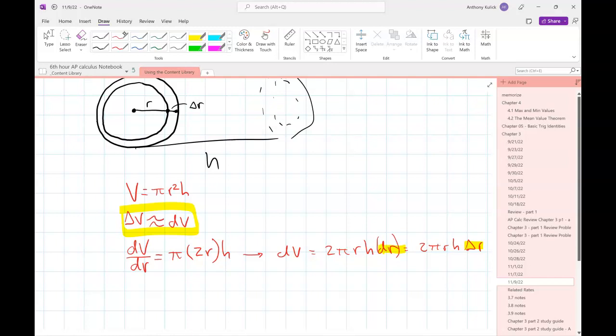How are we able to get from dr to delta r? Because we're saying that delta V is approximately dV. Okay. Right. If that's the case, then delta r is approximately dr. Okay. Right. That's still using a linear approximation. That's what differentials are. It's just a linear approximation, so we can say that the change in r is the same as the differential. That's all we're saying. Okay.